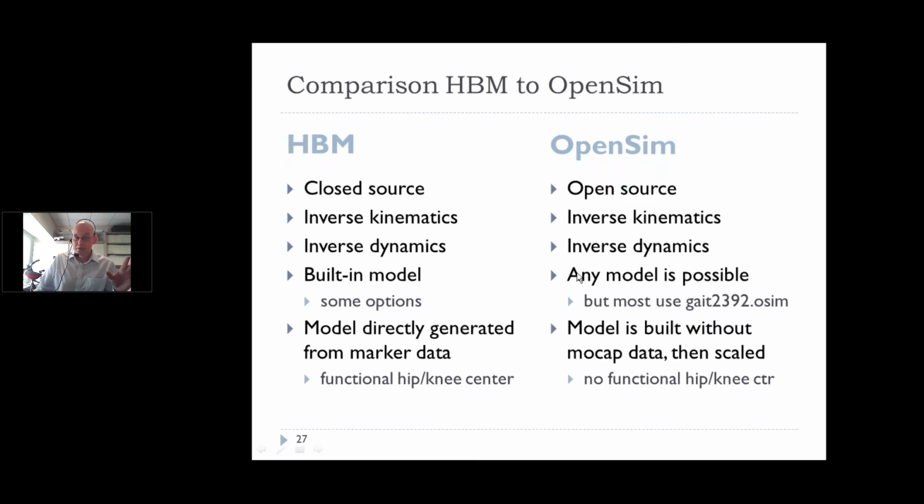In OpenSim, you can use any model. You can create your own model, but most people tend to use this same gait model that's available with the OpenSim software distribution. As you've seen, we generate this model from marker data while the person is standing, and you can do a functional hip-knee center if you want. In OpenSim, the process is a little bit different. The models are typically already built without any motion capture data, and then they are scaled to the subject. You don't get a functional hip knee center, although you could probably program your own if you wanted to.